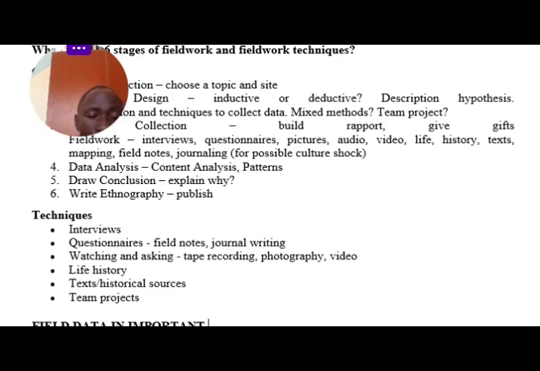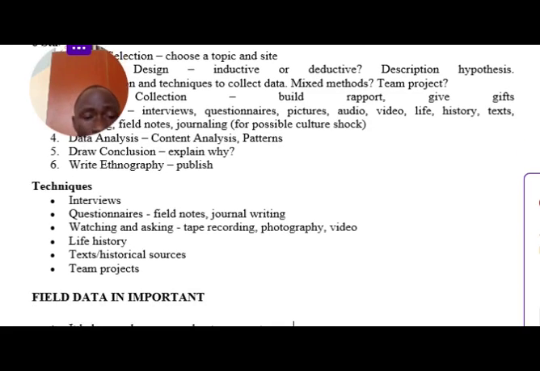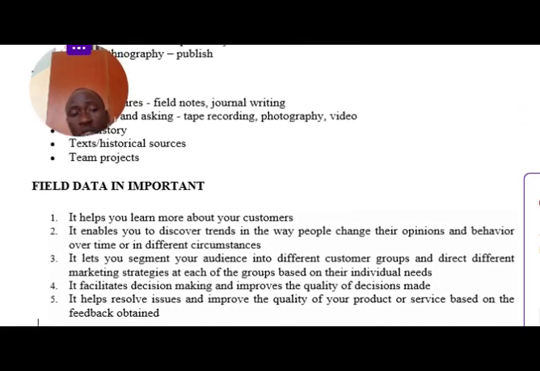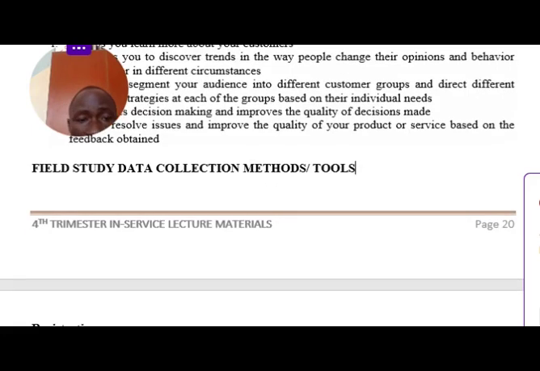Then you have life history. Life history is in relation to going direct to oral sources. In other words, you go direct to observe or to see features that exist there. Then you have texts, historical sources, visiting different books to know what is in there. Then you have the team project, where you set up groups to examine with specific tasks and specific activities.